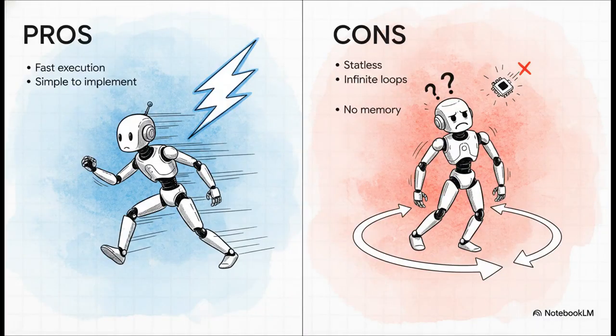Now, this design has some pretty clear trade-offs. On one hand, because they're so simple, they are lightning fast. But the flip side is that they're totally stateless. They have zero memory, which means they can't learn from their mistakes. Imagine a robot vacuum that just keeps cleaning the same clean spot over and over and over again because it has no idea it was just there. That's the big downside of a reflex agent.